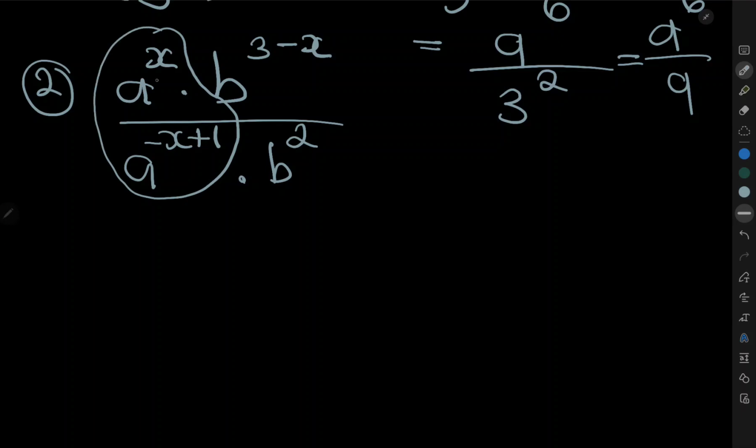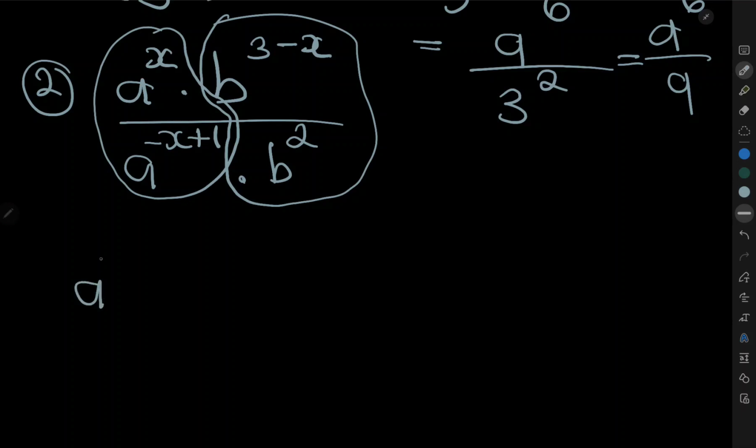So in this case, I know that a to the power of x is divided by a to the power of minus x plus 1. And the same applies to b. b to the power of 3 minus x right here is divided by that. That's how I solve that. And we know that with our second law, if we are dividing powers that have the same base, we subtract the exponents. So we're going to do that with a, right?